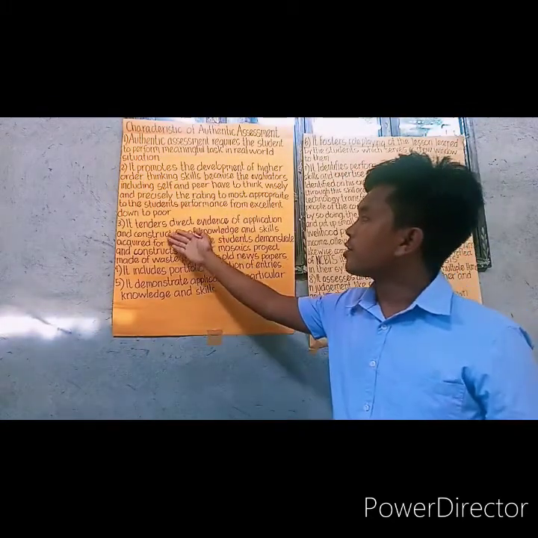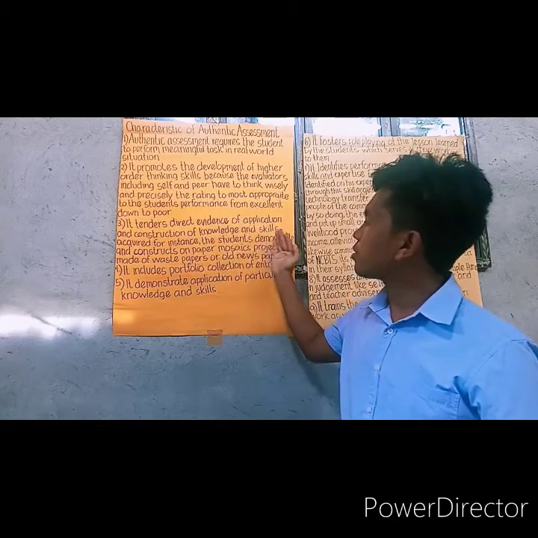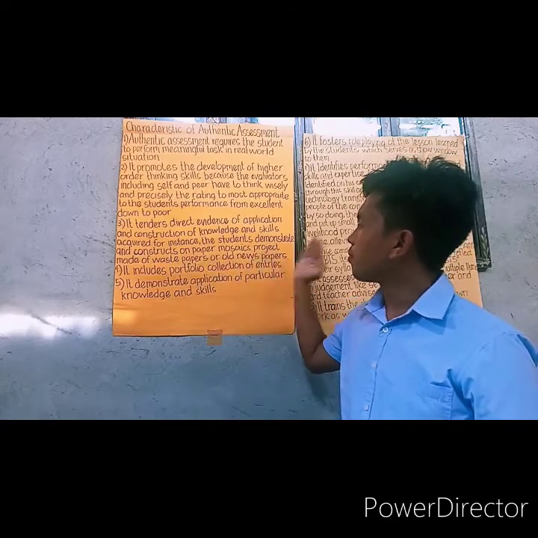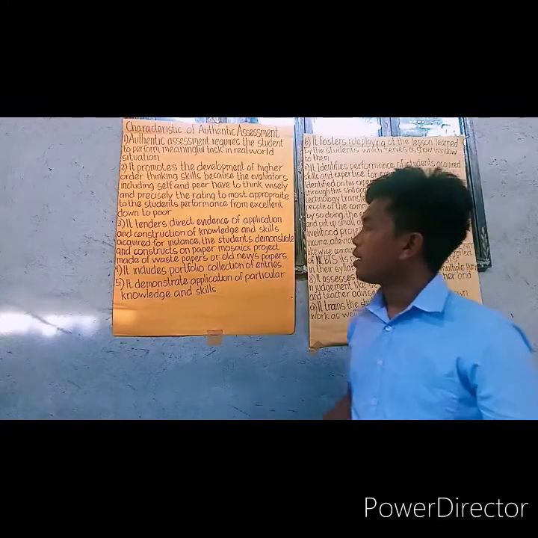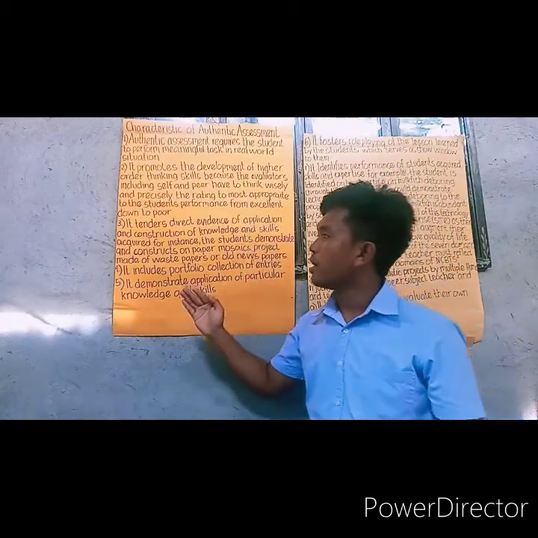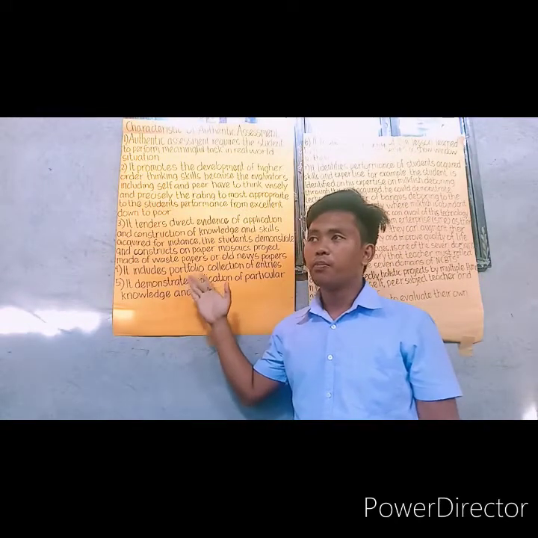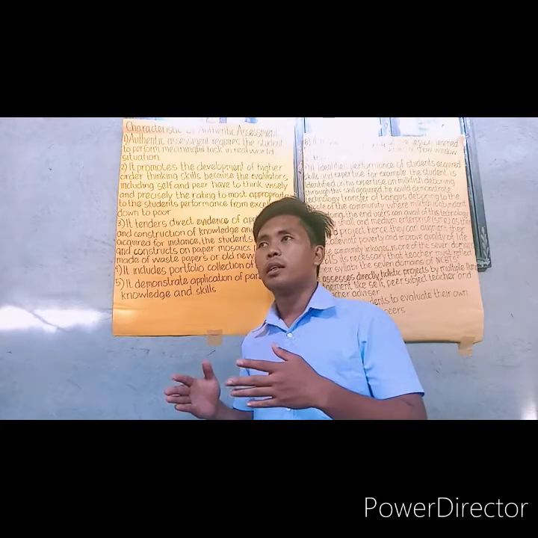It renders direct evidence of application, construction of knowledge and skills acquired. For instance, the students demonstrate and construct paper mosaic projects made of waste papers and old newspapers. So it shows direct evidence of application and construction of knowledge and skills acquired. The main point of this is the portfolio. A portfolio is a series of tasks that contains different outputs and procedures.